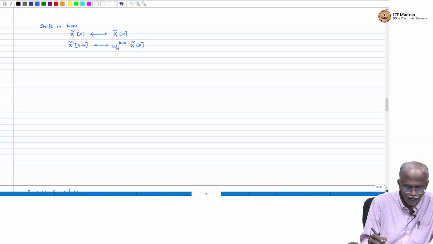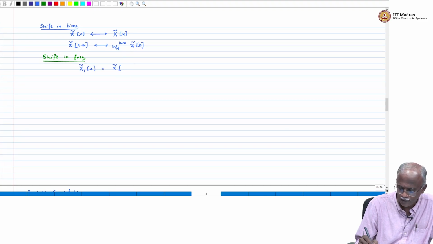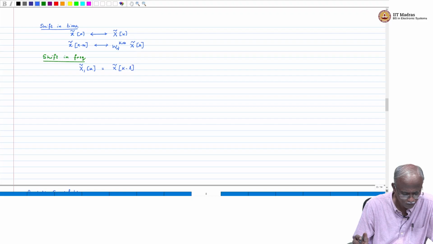Now, if you want to look at the shift in frequency, a similar approach. Let's see if we can apply the same method that we used last time for the shift in time to the shift in frequency. So, we are going to define a sequence X1 of k, which is equal to X tilde of k minus L. So, it is a frequency shifted k minus L. Basically the Fourier series coefficient is now shifted.